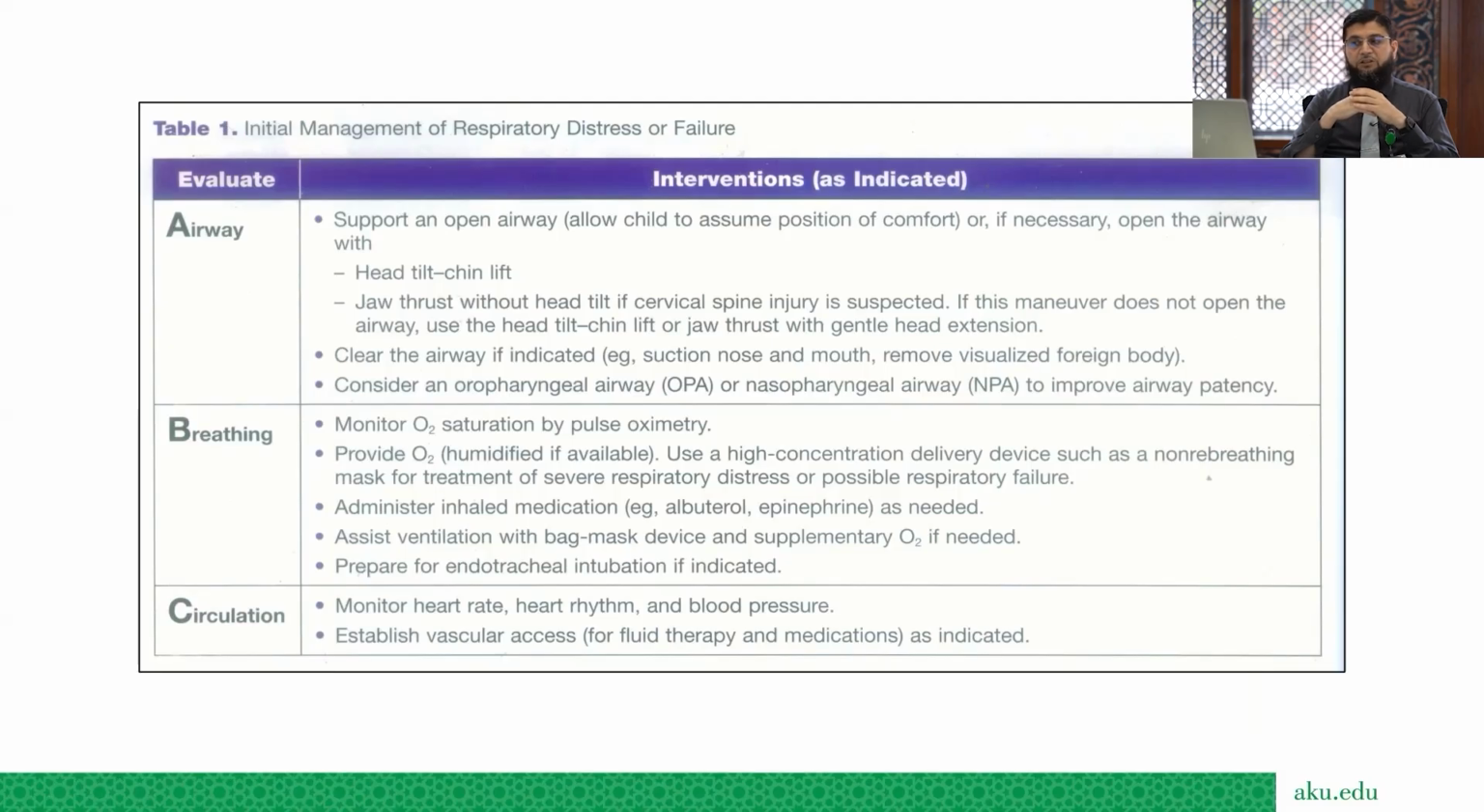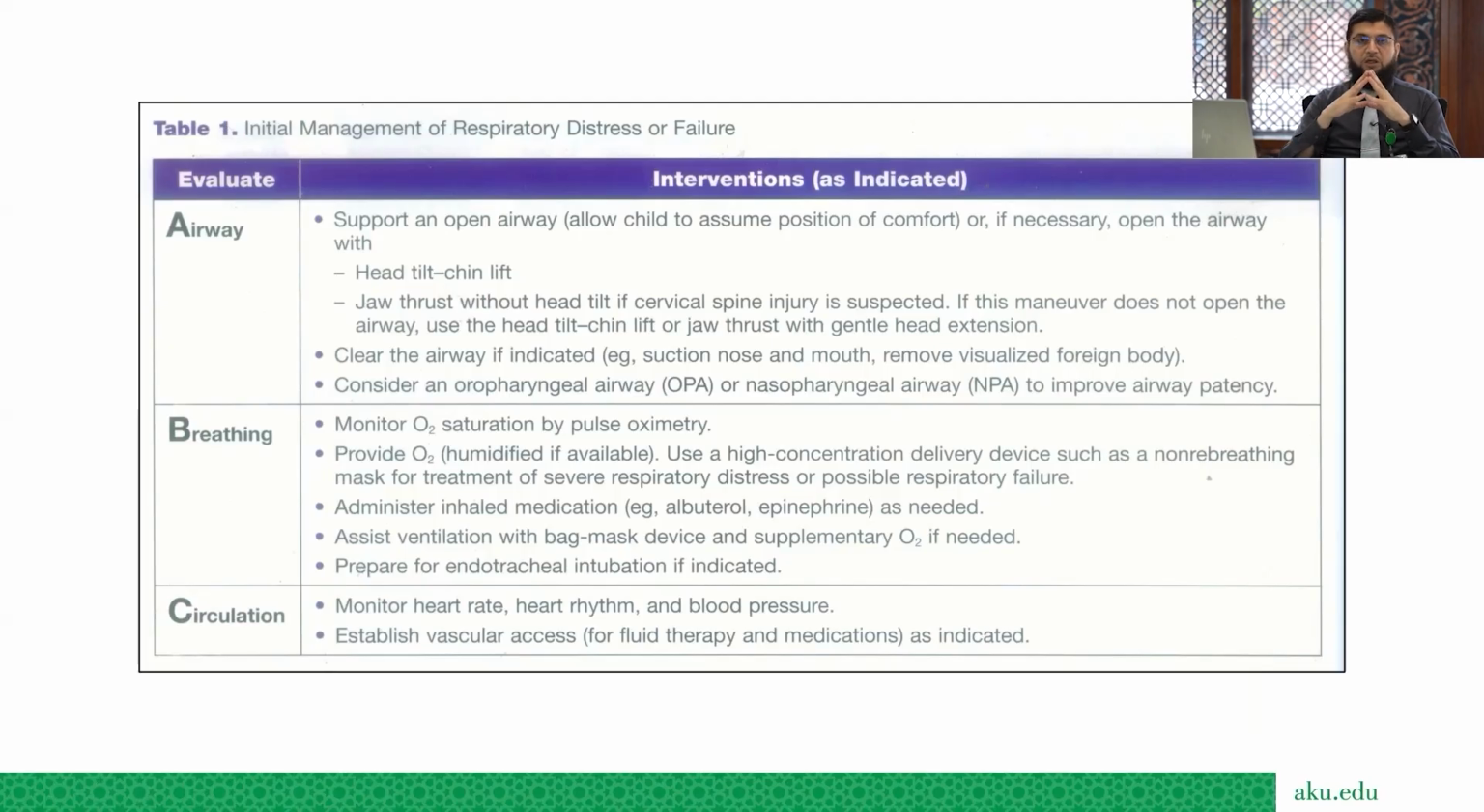Administer inhaled medications, and if they have wheezing, you need to administer albuterol or epinephrine as needed. Assist with bag and mask ventilation. If they are in failure, you need to assist them with bag and mask ventilation and provide endotracheal intubation if indicated. And for circulation, if the patient has vascular access, you can give medications and fluid therapy as needed.